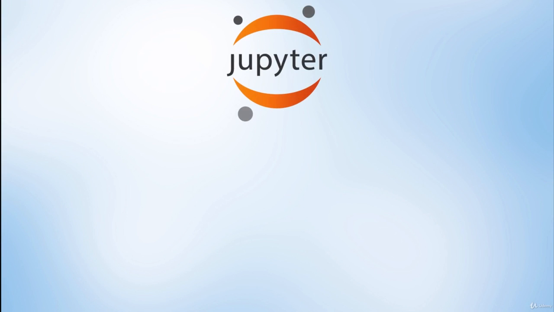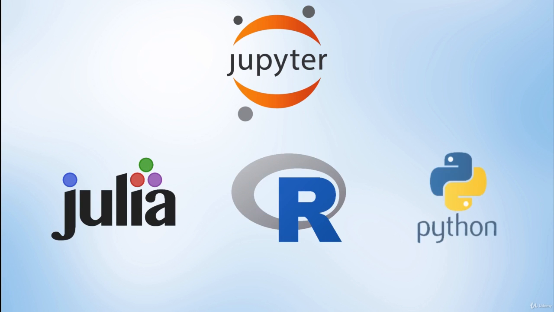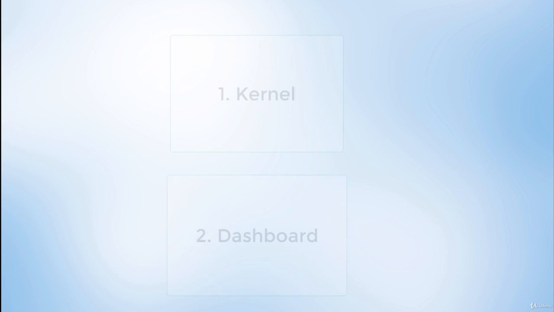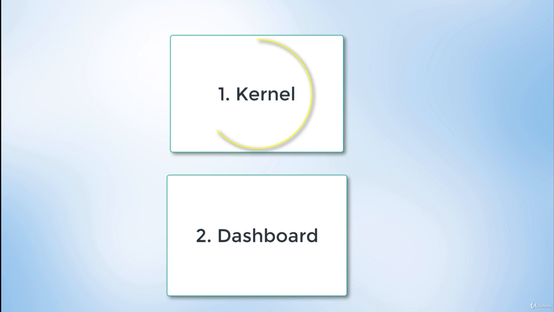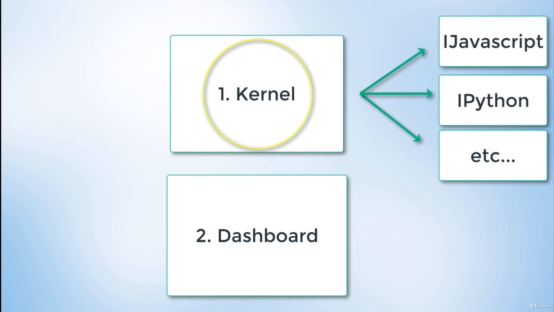Jupyter was first named as an acronym of the programming languages Julia, R, and Python, although nowadays supports many other languages. The Jupyter Notebook app is comprised of two components, the kernel and dashboard. The kernel is in charge of running and interpreting the user's code. For every kernel, there is a corresponding programming language. In our case, we'll be using the kernel that corresponds to Python.